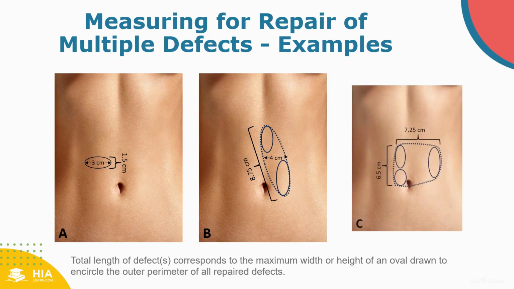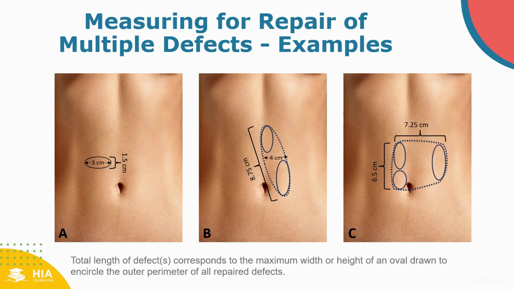Example C also illustrates repair of multiple defects which are all classified as initial or recurrent. In this example, the length of the width, or the transverse length, of the oval drawn around the perimeter of the defects is 7.5 centimeters, and the length of the height, or the craniocaudal length of the oval, is 6.5 centimeters. Since the length of the width of the oval is longer than the length of its height, the CPT repair code will be selected based on a total defect length of 7.25 centimeters.